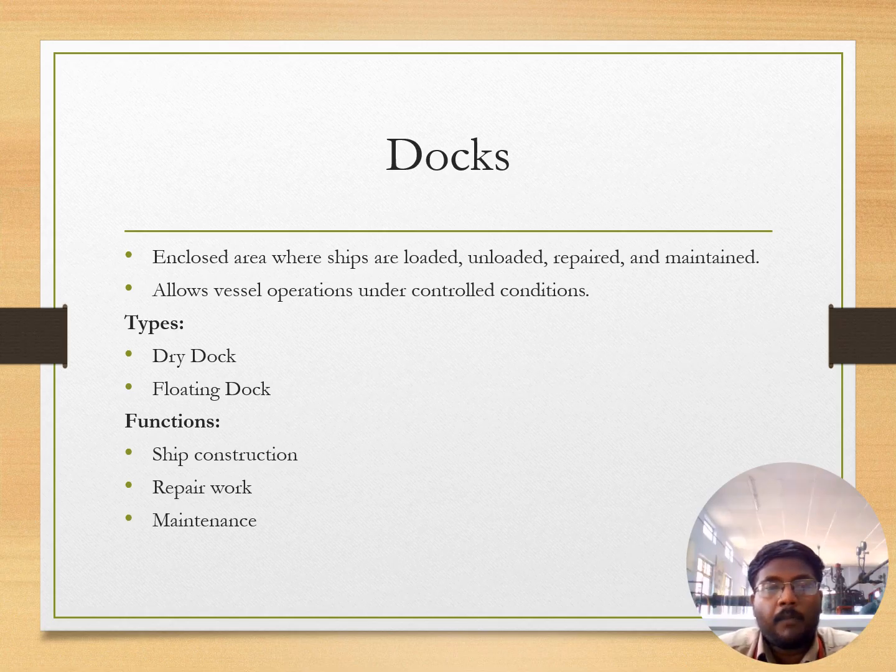Next we see about the dock. A dock is one of the components present in the harbour. It is an enclosed area where ships are loaded, unloaded, and repaired, and maintenance work is carried out with the help of the dock. A dock also allows vessel operation under controlled conditions. According to use, there are two different types. They are dry dock as well as floating dock.